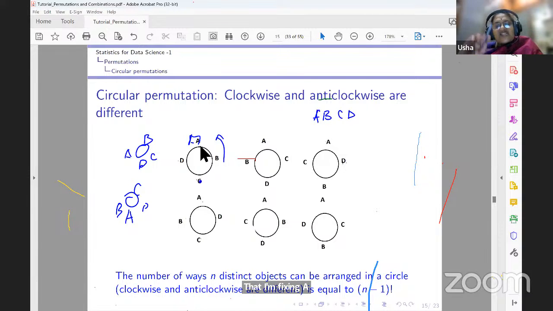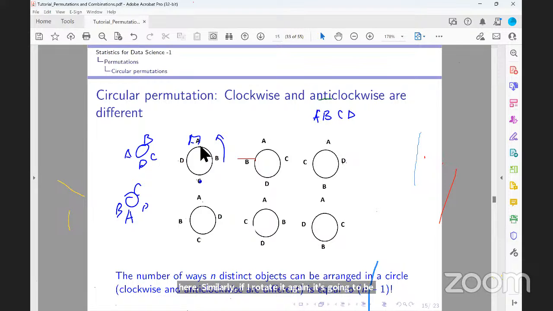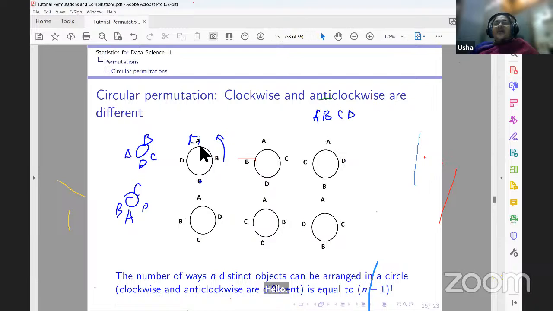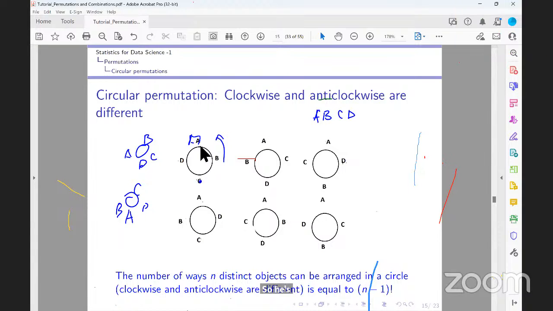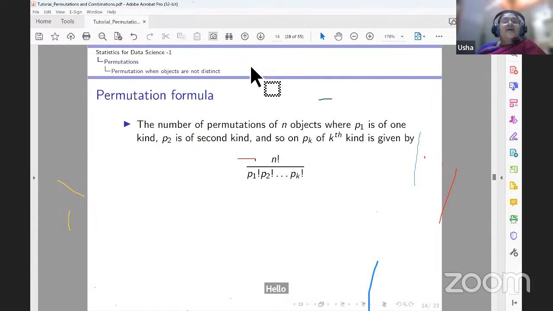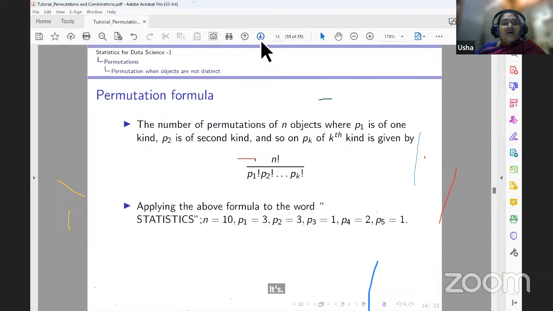So is this clear as to why it is n-1 factorial? I just fixed A as a particular thing, nothing more than that. Now suppose we are looking at the following here.